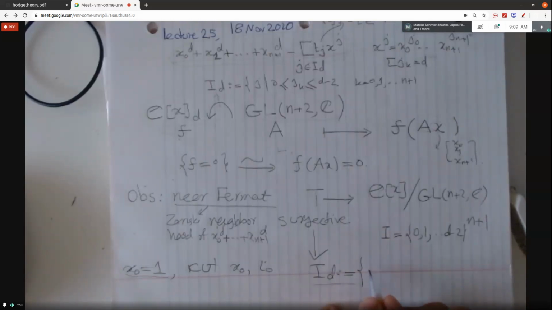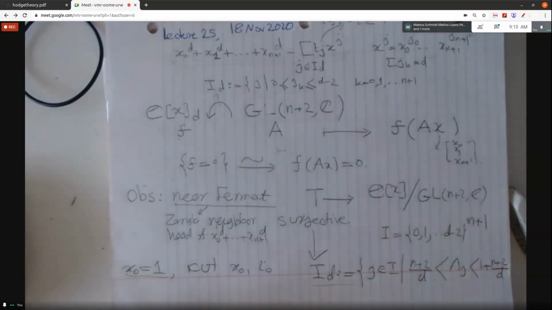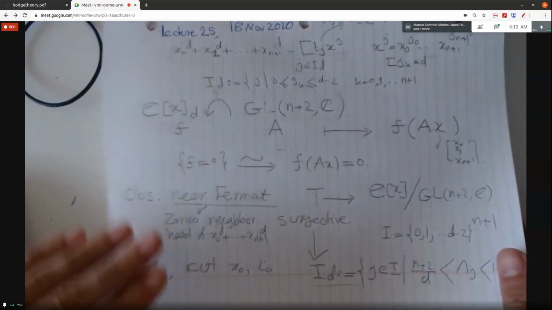So I will use the notation g in I such that a·g is between n plus 2 over d and 1 plus n plus 2 over d. And okay, so this is the reason why I took this parameter space for hypersurfaces.